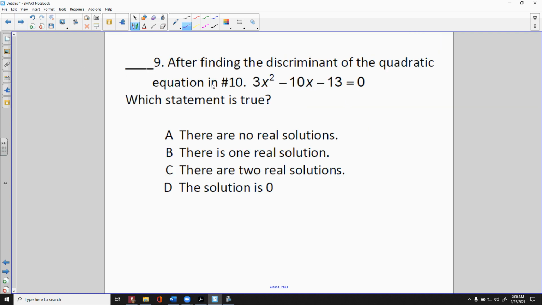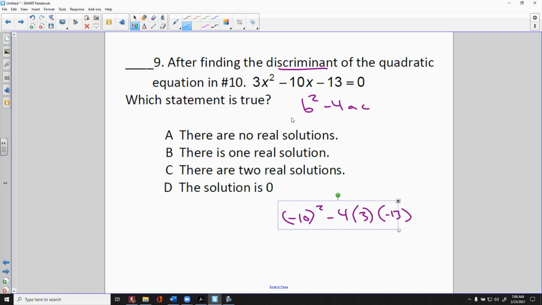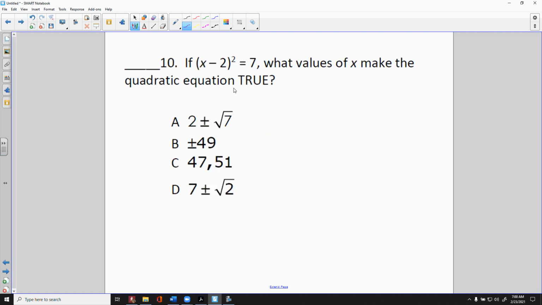Number 9, finding the discriminant. So I don't have to go through the whole thing. Just b squared minus 4ac. And so -10 squared minus 4 times 3 times -13. We just found out in the last one that should be 256. That's a positive number. That means that we're going to have 2 real solutions.